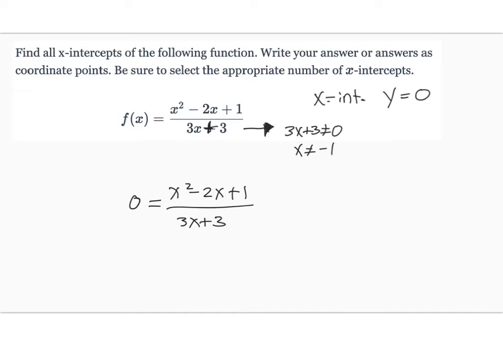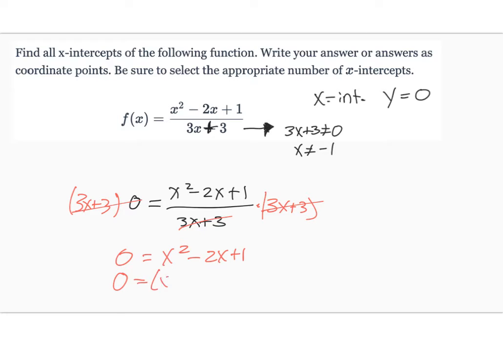One of the things I'd like you to notice is that we can very quickly multiply by the denominator. And when we do that, we end up with 0 equals x squared minus 2x plus 1, which by golly looks factorable. This is going to factor into x minus 1 times x minus 1. That gives me an x-intercept of x equals 1. By the way, if we had left that as 3x minus 3, we would have ended up canceling out one of our terms, which means that would be a hole in our graph.